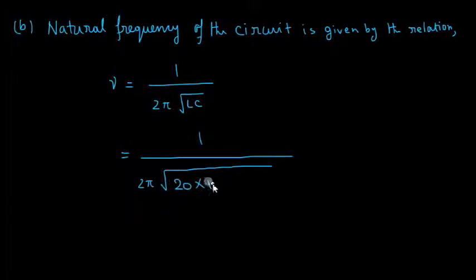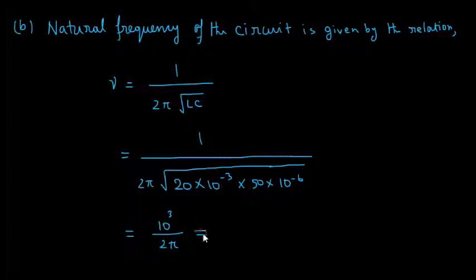Nu is equal to 1 upon 2 pi under root of 20 into 10 to the power minus 3 multiplied by 50 into 10 to the power minus 6, which is equal to 10 to the power 3 upon 2 pi, which is equal to 159.24 Hertz.